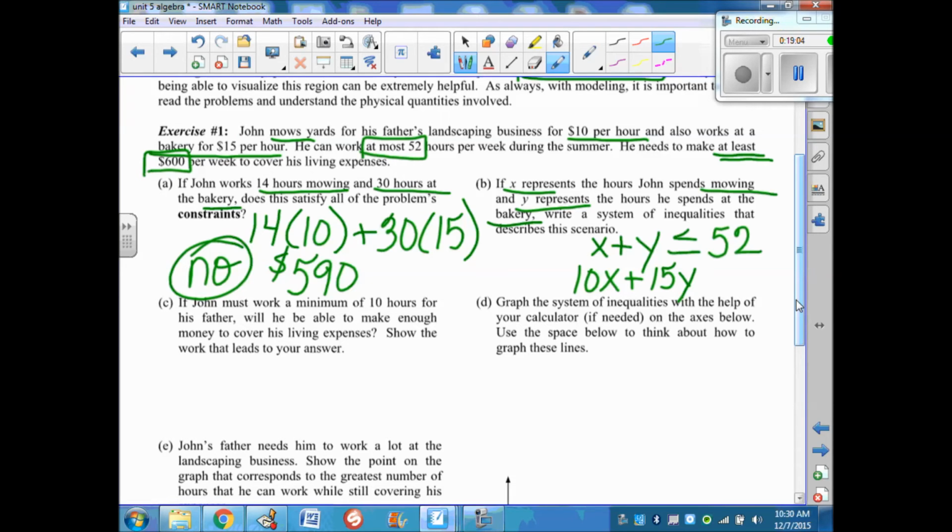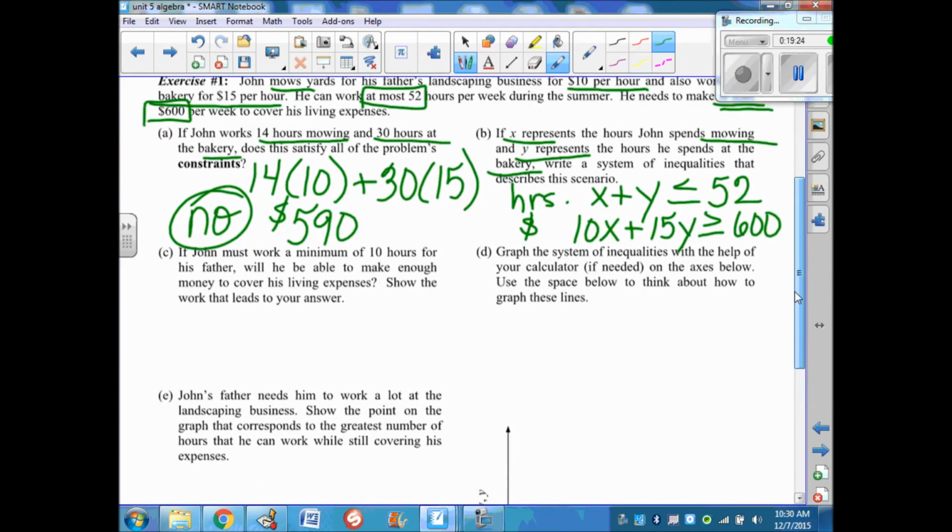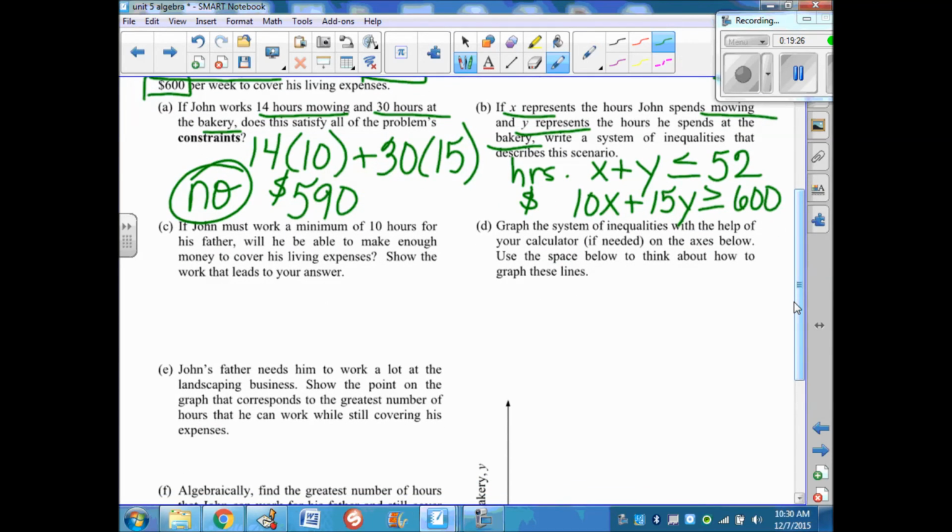So he can make $600 and just make it, or he can make more than that and have a little extra. Okay, so that's going to be that greater than or equal to $600. So we have an hours inequality, and then we have that money to make up the system. It says if John must work a minimum of 10 hours for his father, will he be able to make enough money to cover his living expenses?